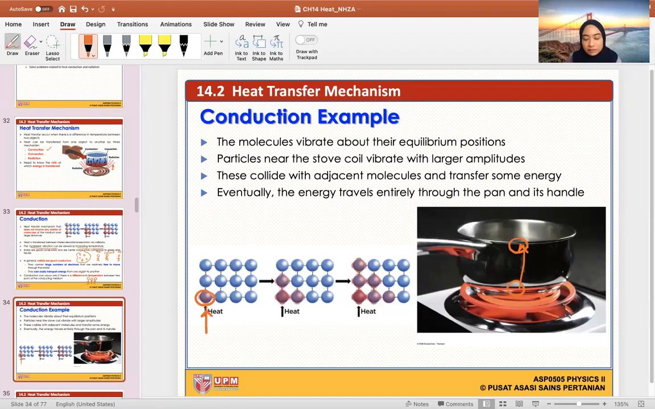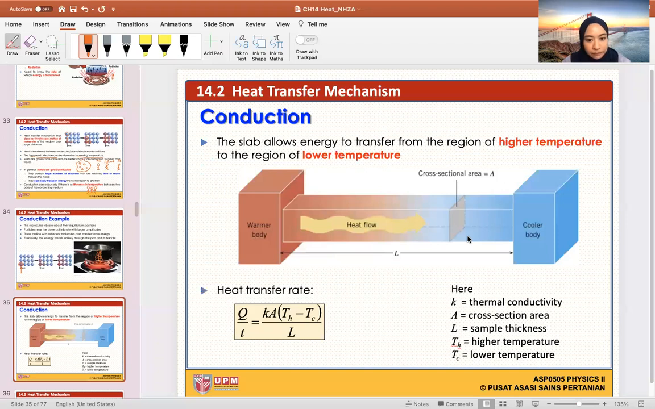So dia akan menari setempat, dia akan kacau orang sebelah, dia akan kacau orang sebelah dia, and so on sampai berjumpa yang hujung sekali. So everyone now is hot or menari setempat. So that is how conduction happens. You start from one point, chain reaction goes further and further and further. Okay, so conduction: the slab allows energy to transfer from region of higher temperature to region of lower temperature.